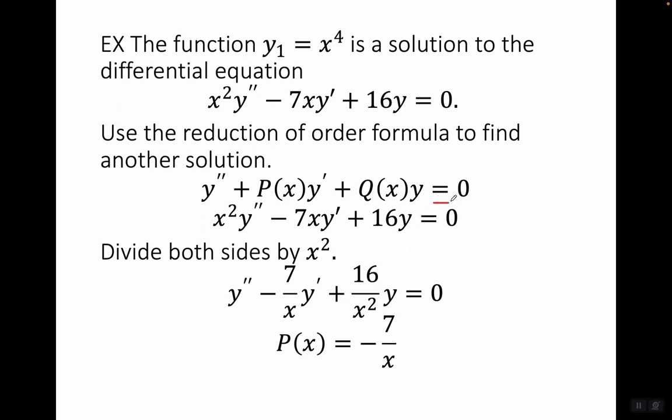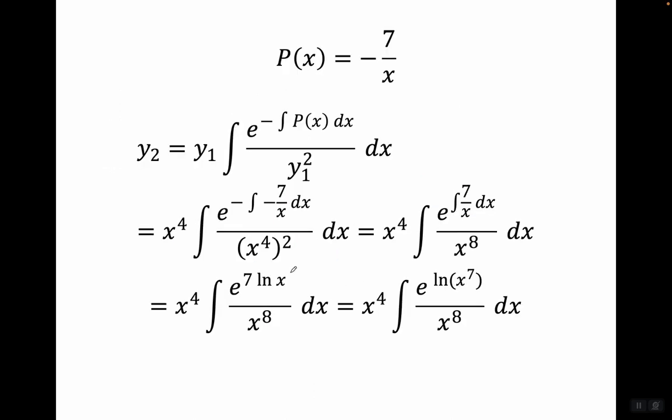So again, given this as our general second order linear differential equation, we see a problem. Namely, this has y double prime in it, and this has x squared y double prime. We need to get it in this form, folks. So let's divide both sides by x squared. When we do, we get y double prime minus 7 over x y prime plus 16 over x squared y equals 0. And then by comparing these two equations, we can see that our p of x in this case is negative 7 over x. That's what's out in front of the y prime.